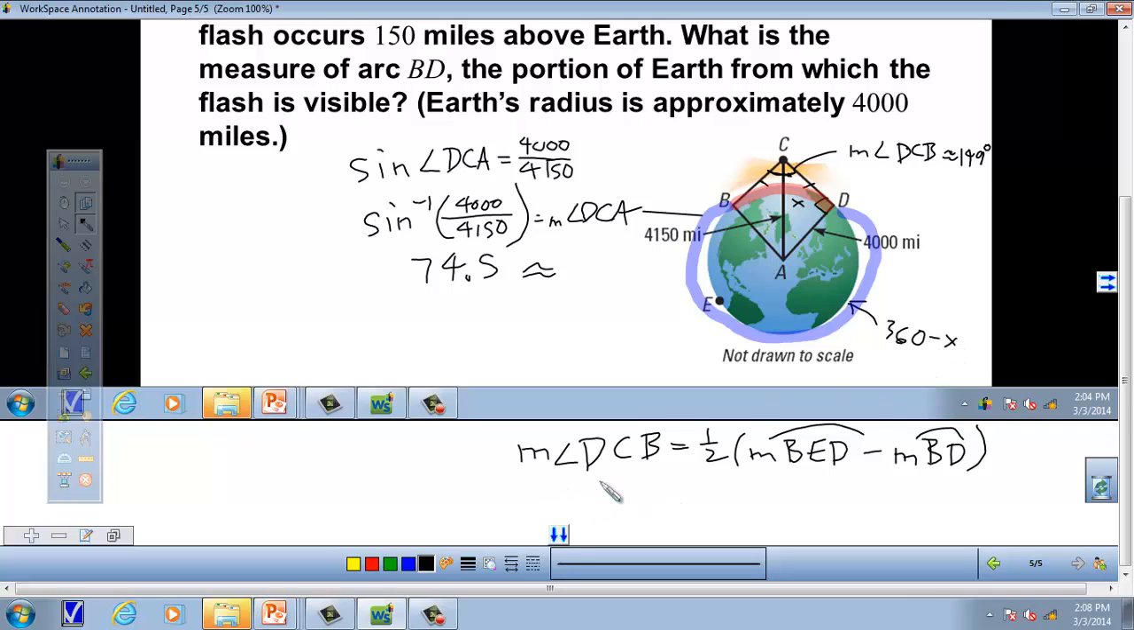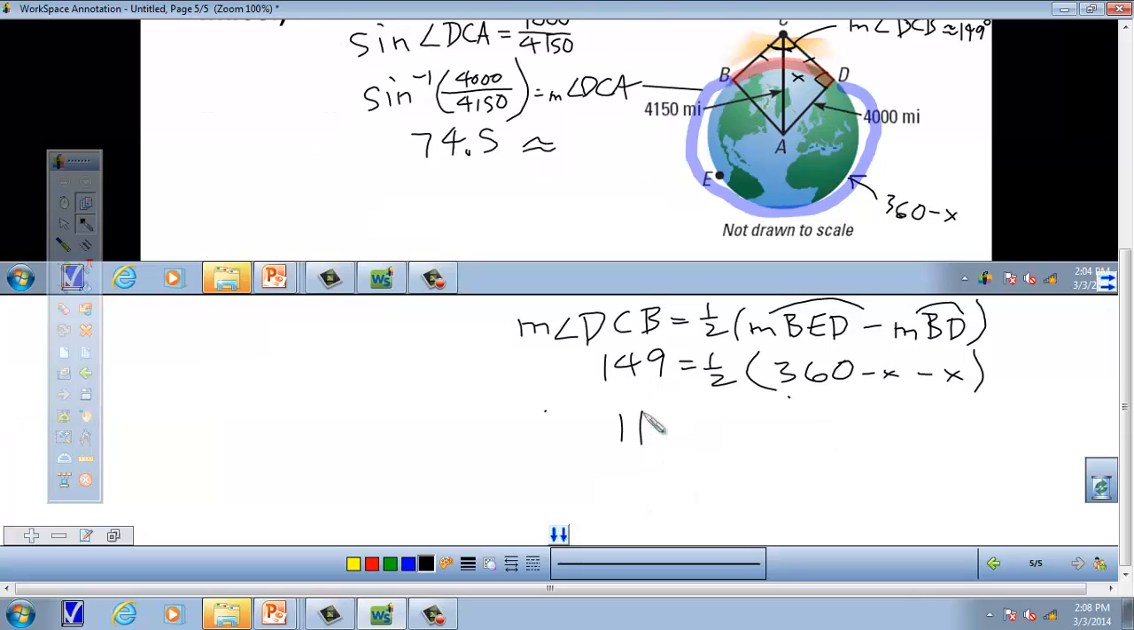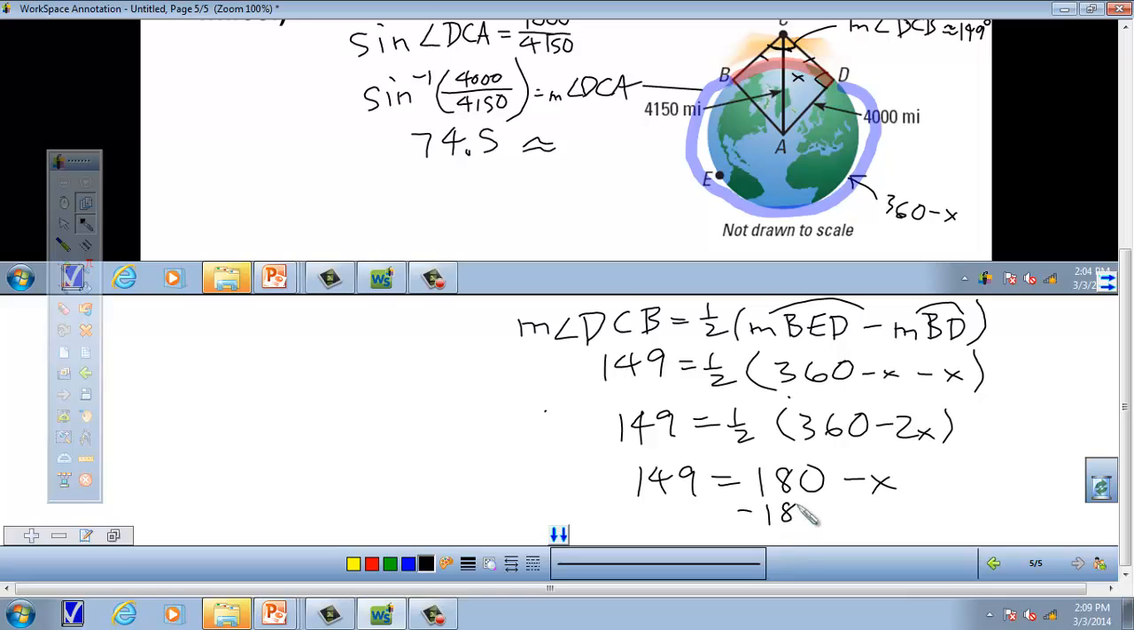So therefore, we know this is 149, and that's equal to 1/2 of 360 minus X minus X, where 360 minus X is BED and X is BD. Okay? And then it's just a matter of solving this. So 149 is equal to 1/2 of 360 minus 2x. And since these are both even numbers, I'm going to go ahead and just multiply that out. We get 149 is equal to 180 minus x. We're going to subtract 180 from both sides.